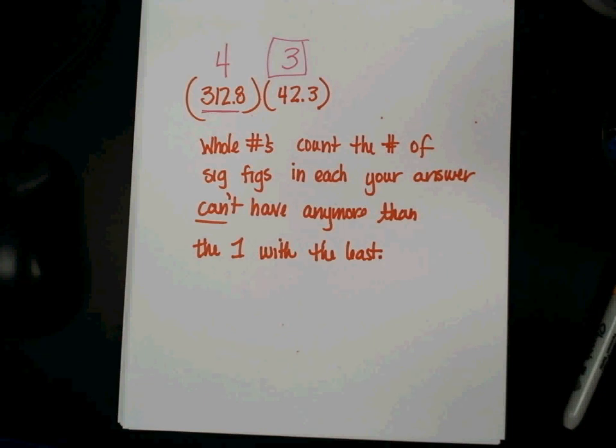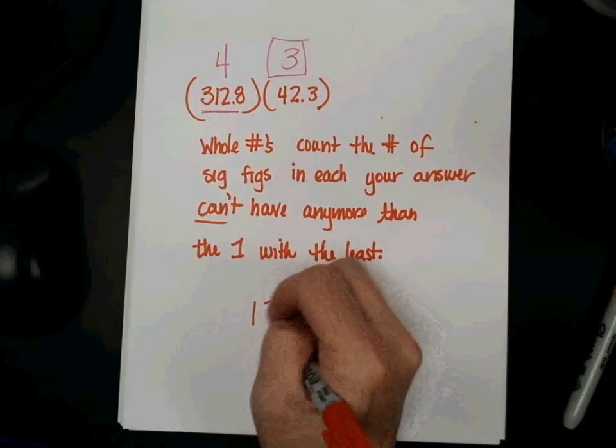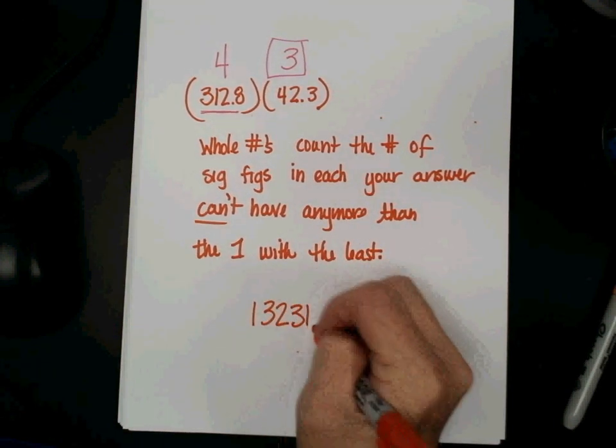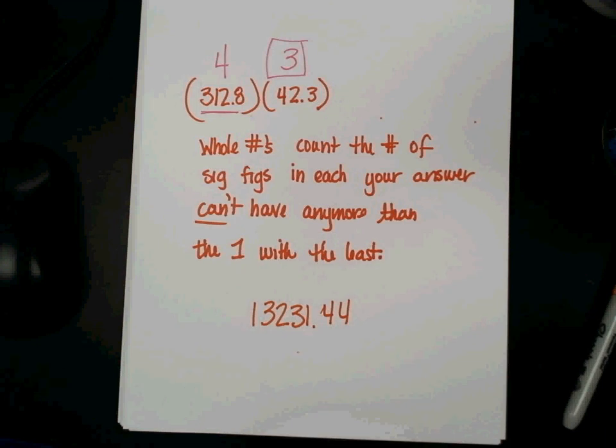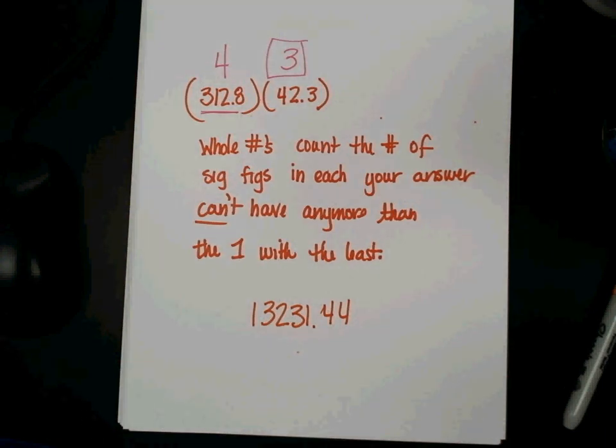Now I punch it in my calculator, and let's write down the whole thing we get. 13,231.44. Okay, and I can only have 3 sig figs. See if you can put that into 3 sig figs.